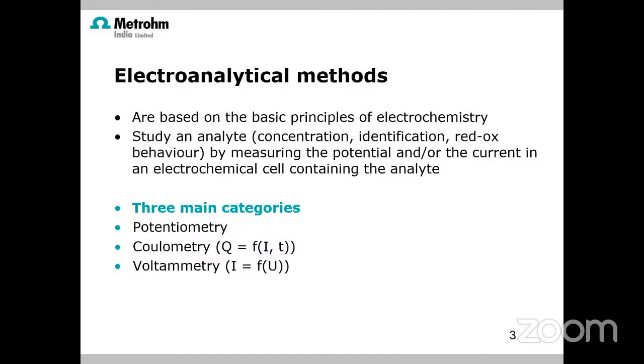Basically, electroanalytical methods have three main categories. You use the principles of electrochemistry, where we study and analyze concentration, or do identification, that is qualitative analysis, or study the redox behavior. We measure the potential or the current in an electrochemical cell containing the analyte, whether we are doing electrolysis or without electrolysis. The three main categories are potentiometry, coulometry, and voltammetry. Here we will see voltammetry as one of the electroanalytical methods for quantitative as well as qualitative determination of analytes.